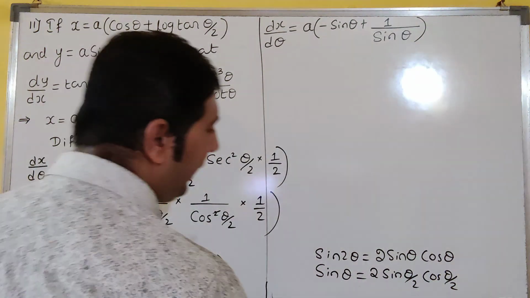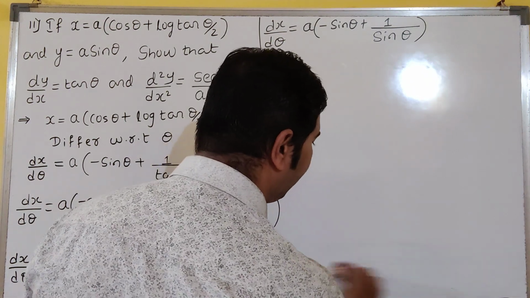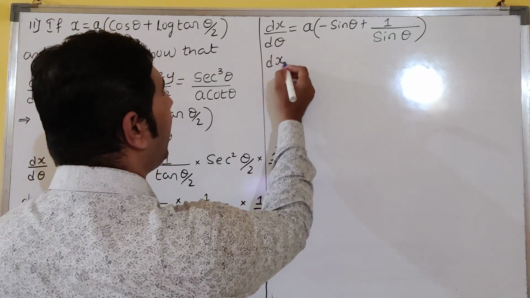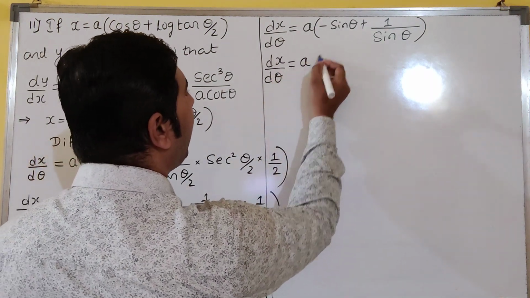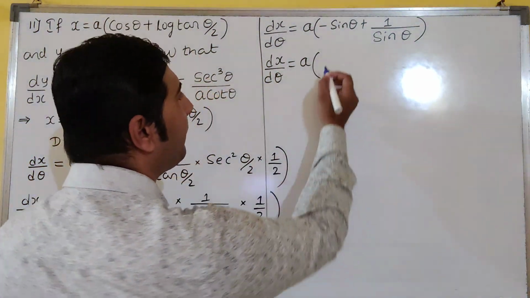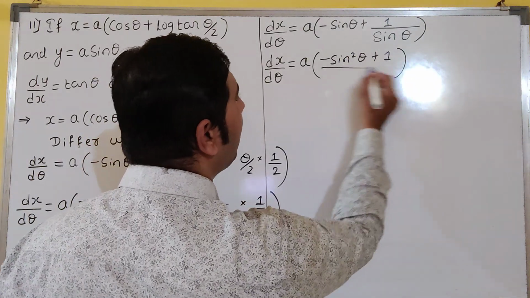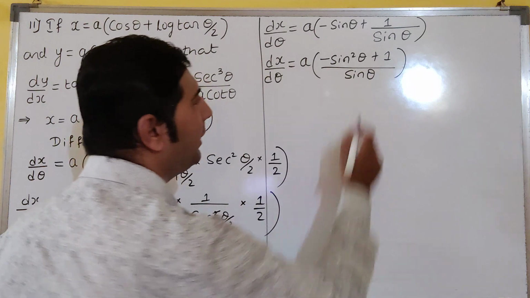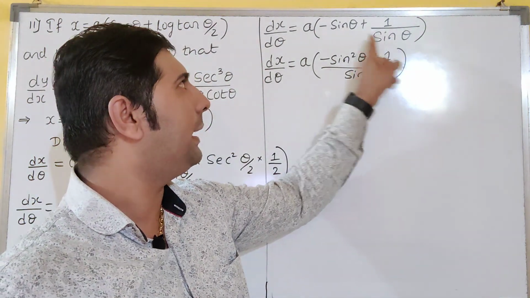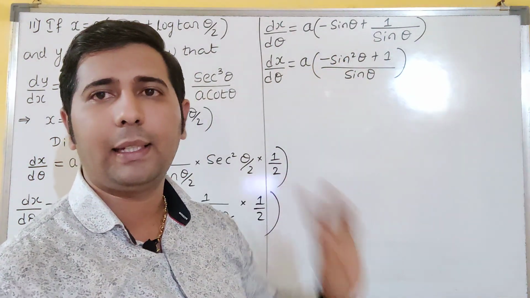I will erase this formula. I hope you have already copied this. So now see what will happen. Try to understand, dear students. So now see, dx by d theta is a into sine theta into minus sine theta minus sine square theta plus 1, whole divided by sine theta. I am taking LCM here. Sine theta into minus sine theta minus sine square theta plus 1 divided by sine theta.